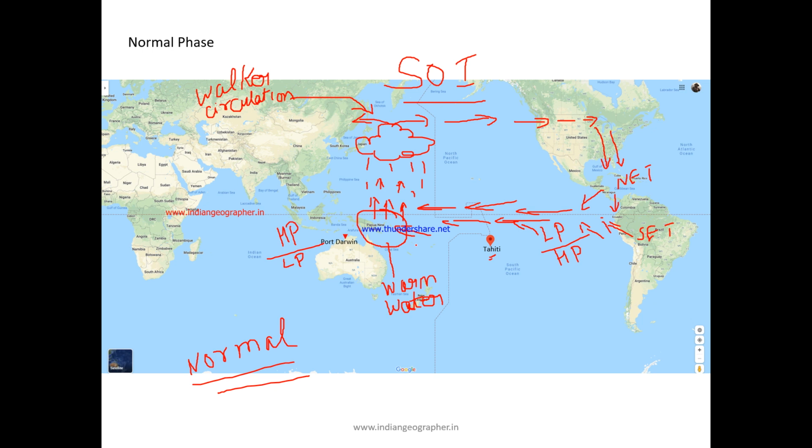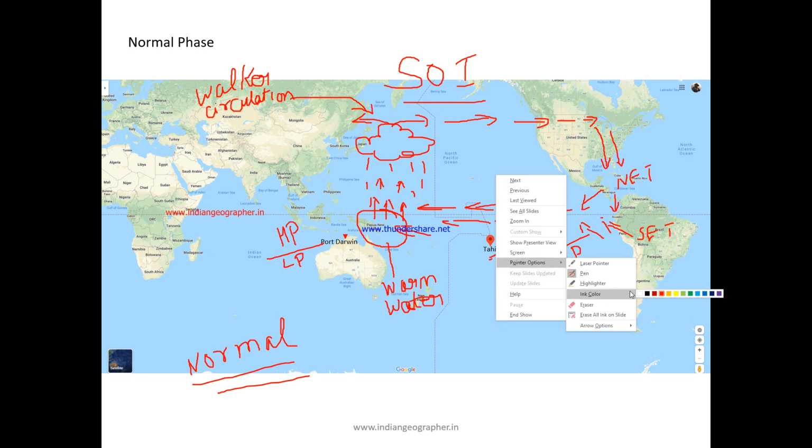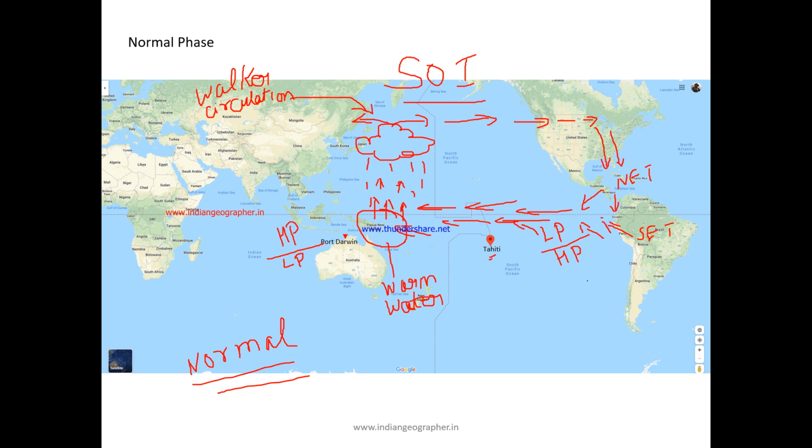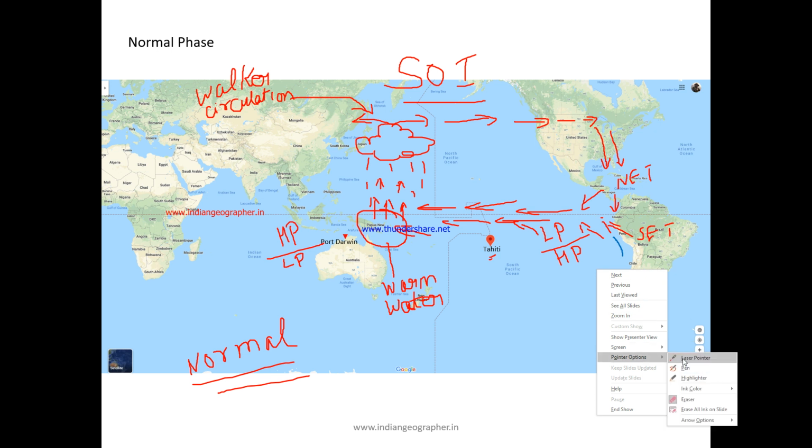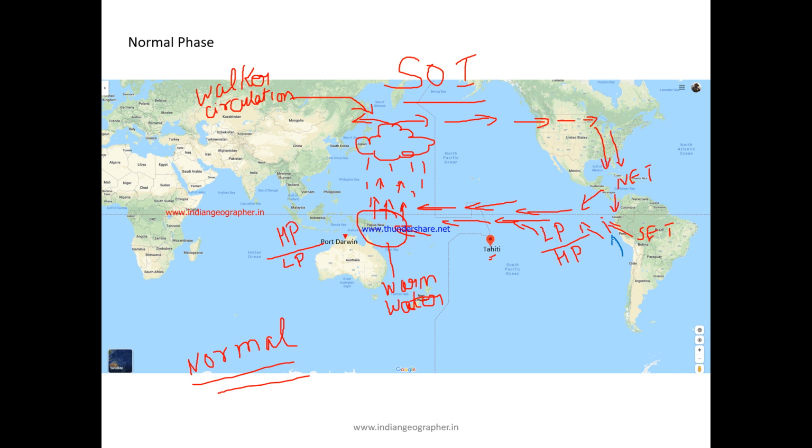Now, there is another thing that happens here as well, right? There are offshore winds, so there is pushing of water along the coast, and thus there is a lot of upwelling that happens here, and you will find a cold current. Sorry, I've drawn the direction wrongly. So then there is a cold current that arrives here, right?